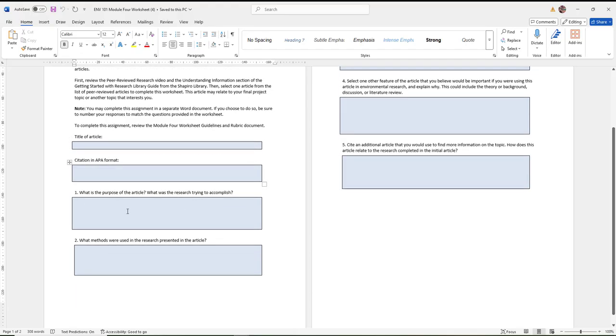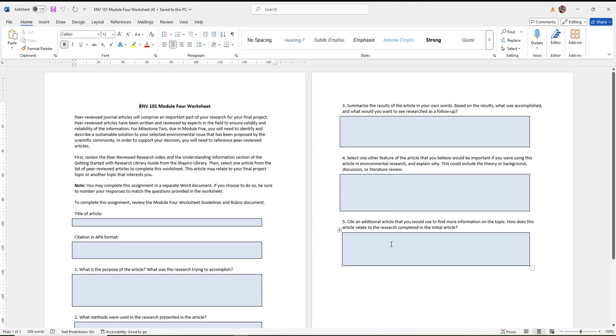There it is. And then what is the purpose of the article? So write some information about the methods, the purpose, the results, everything else, okay? So this worksheet is due by Sunday midnight.